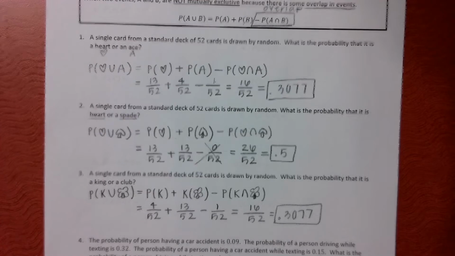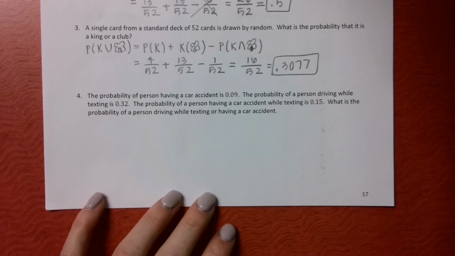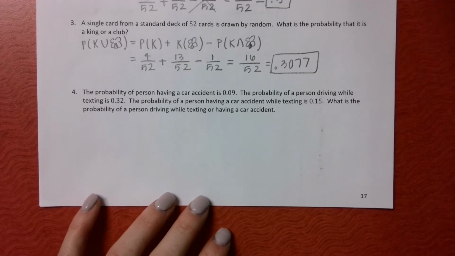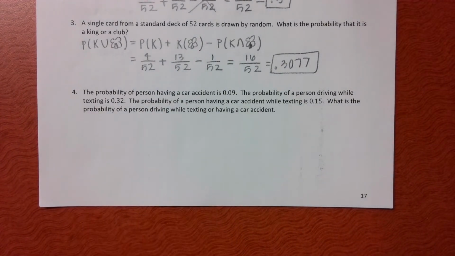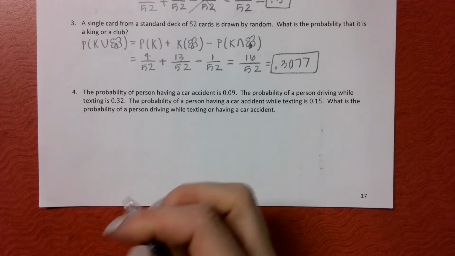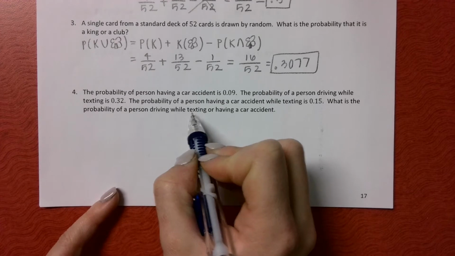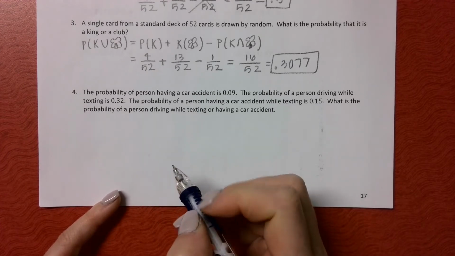And I do want to go through number 4 with you. It's very similar, still using that addition rule, but this time we're not using cards. Instead, they're just going to give you probabilities. So it says the probability of a person having a car accident is 0.09. The probability of a person driving while texting is 0.32. The probability of a person having a car accident while texting is 0.15. What is the probability of a person driving while texting or having a car accident?